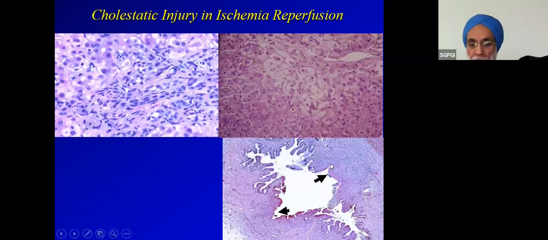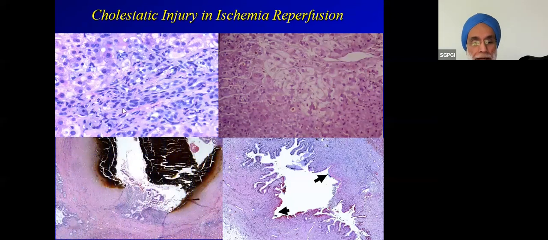And if there is lack of flow to the bile ducts, then you would get bile duct injury. So you'll see areas of ulceration and denudation, and then secondary inflammation. And yes, you can even get large casts, the bile casts forming, or you can call it a microlith.